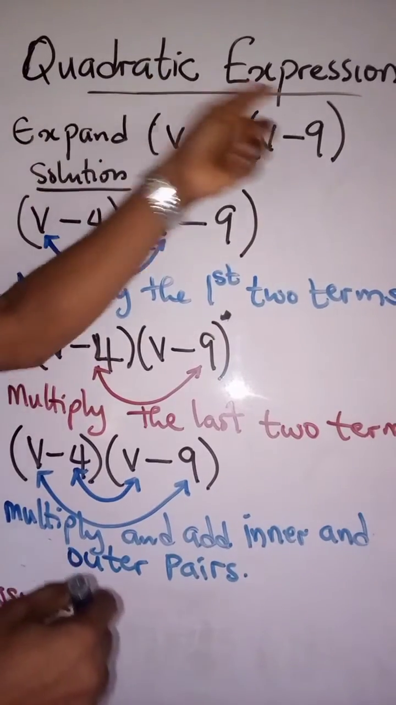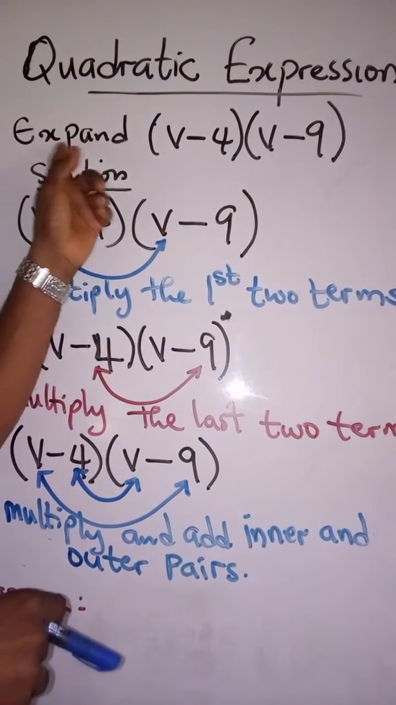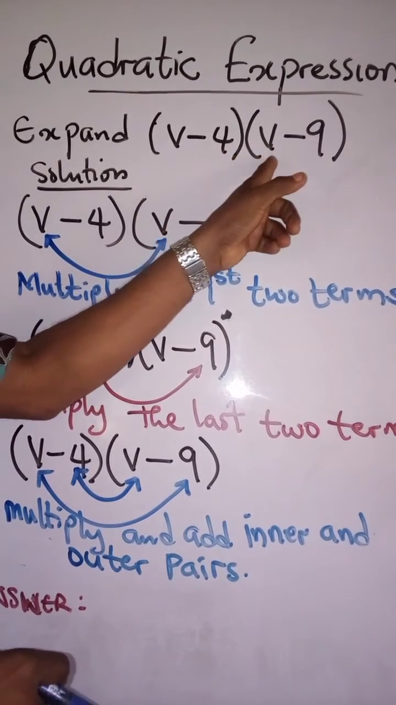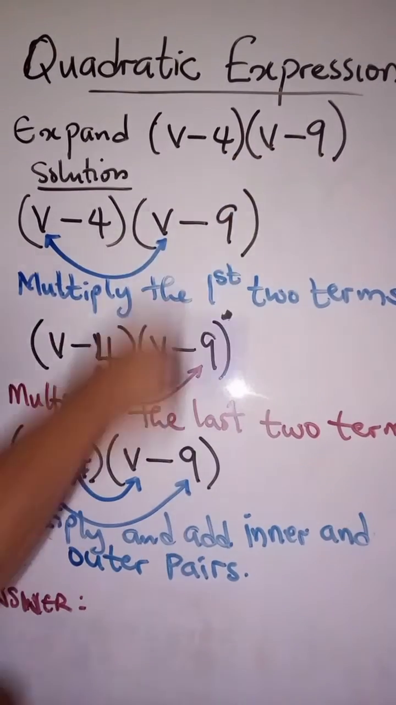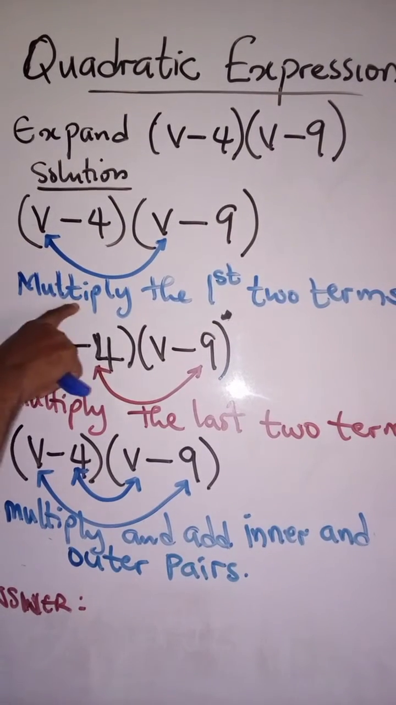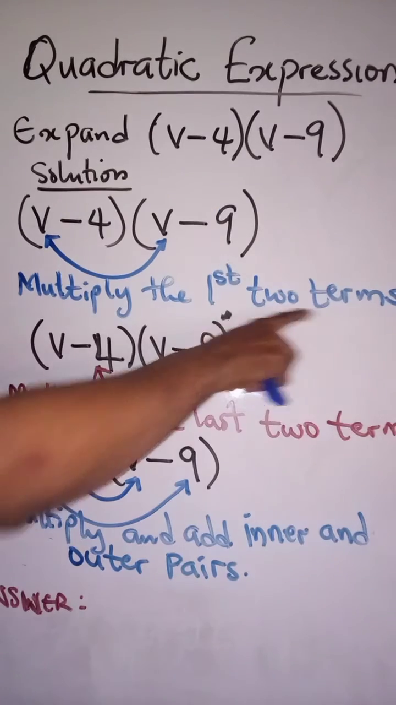Let's look at this quadratic expression. If you're asked to expand (v - 4)(v - 9), you expand these. First of all, you must multiply the first two terms.